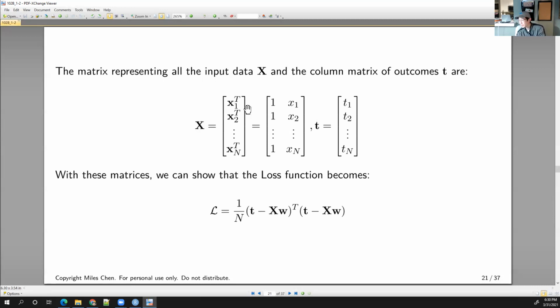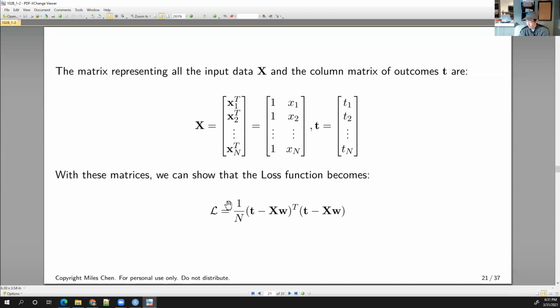So big X is going to be all of the xn vectors for all of our observations, but we transpose them. So big X is going to be an n by 2 matrix. Okay, we have n observations, and so basically we have a column of ones and the column of x values. Okay, this is an n by 2 matrix, and then T is our target values, and this is just a column of target values, so that's going to be n by 1.